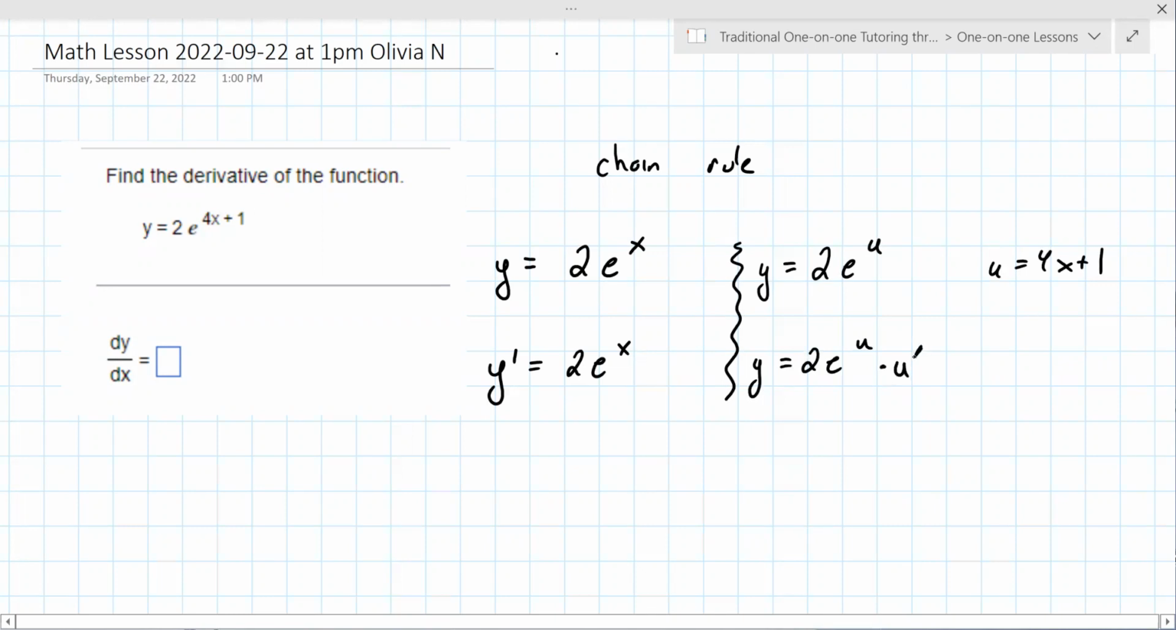And that is the chain rule. The chain rule is you have this extra little piece that you have to account for. The derivative of 4x plus 1 is 4. That's the power rule on the x. The derivative of a constant is 0. And so what you do is you take your substitutions and you plug them back in.